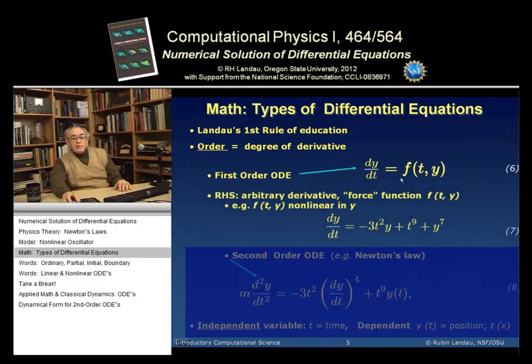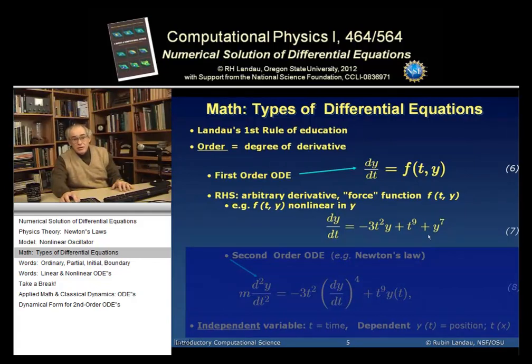What we call the function on the right here is often called the force function. Maybe because force begins with F and this function is also called F, but actually because it often has part of it which is the force of the problem. So F could be linear, it could be nonlinear, it could be anything. It's still first order if the derivative is just first order.